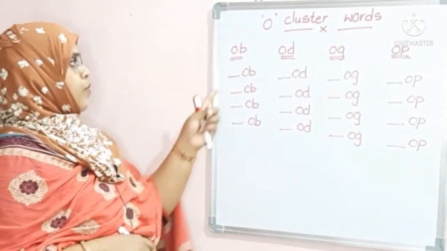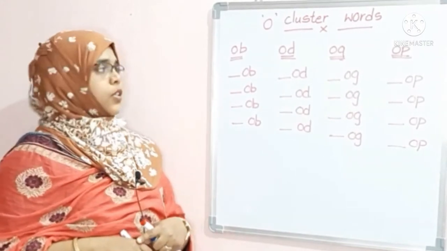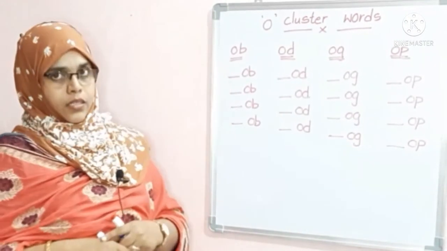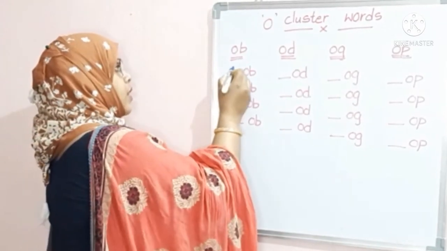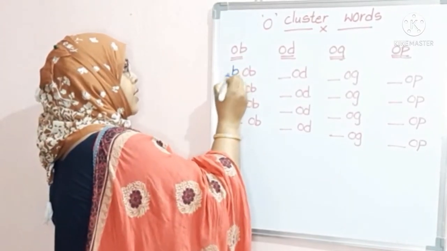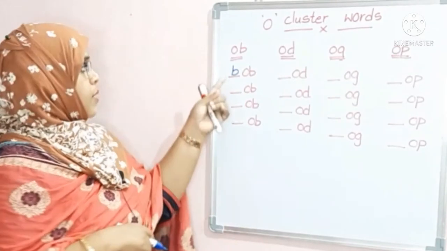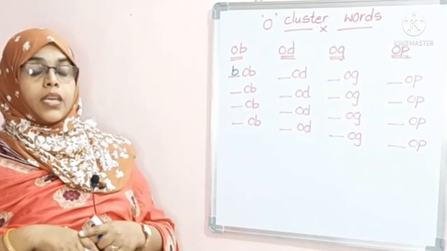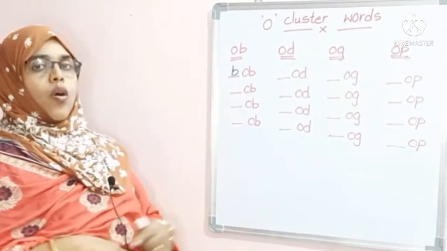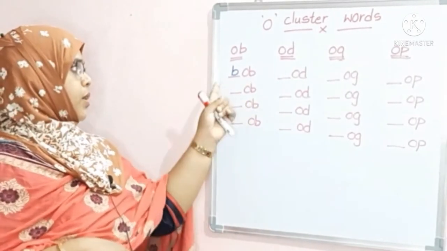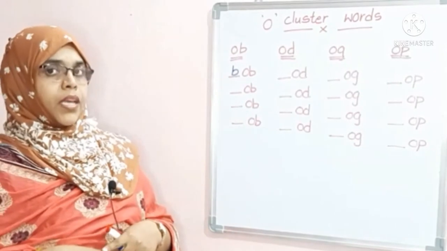Now we'll be forming different words using the OB cluster. If we write letter B here, what is the sound of B? B. B, OB. B, OB will be Bob.